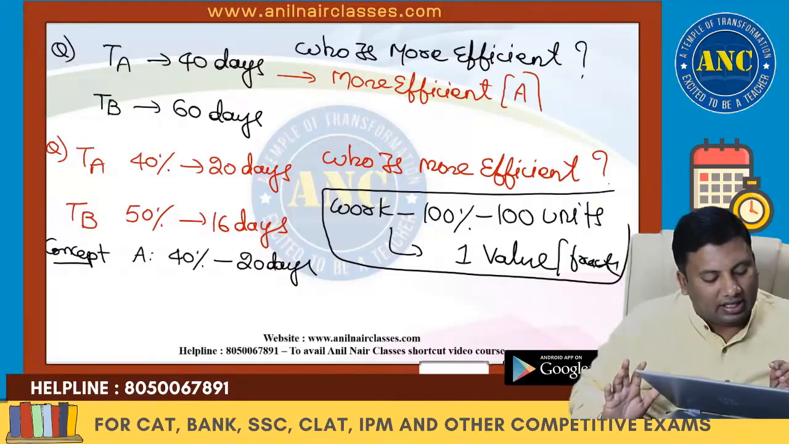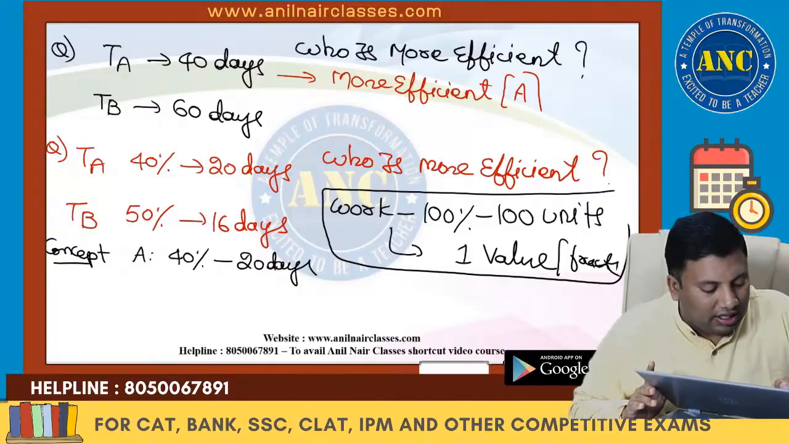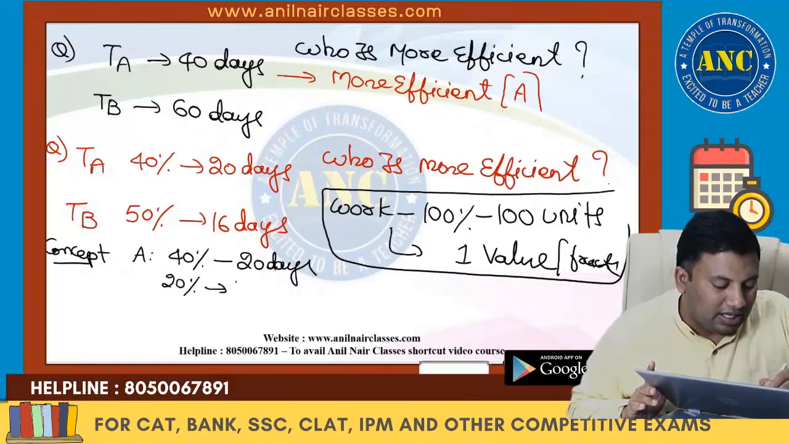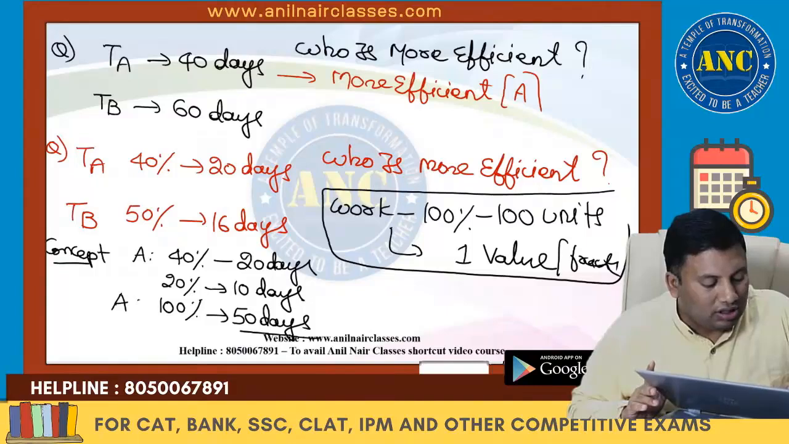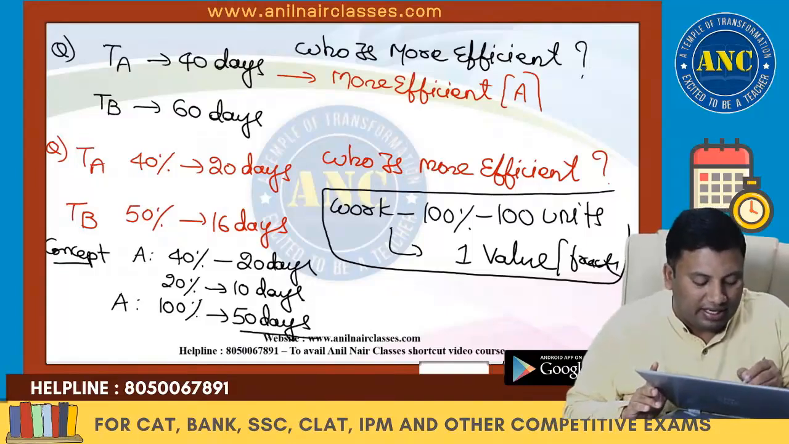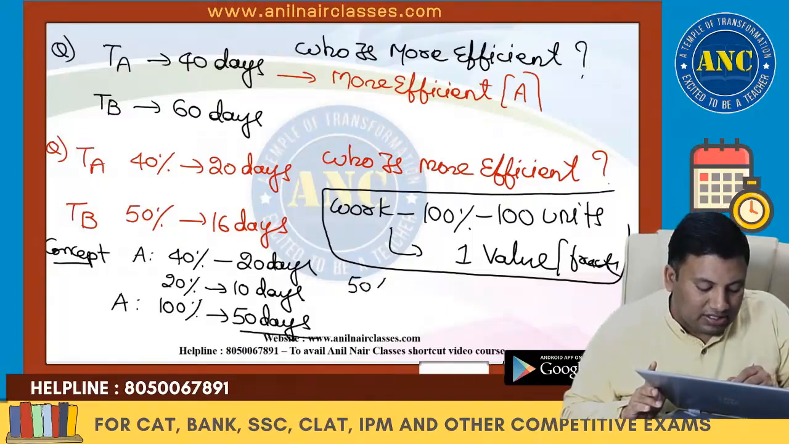You can take anything. A does 40% of the work in 20 days, so do half of it: 20% will be 10 days. Are you all with me? 20% in 10 days, multiply by 5, it is nothing but 50 days. A can complete the total work in 50 days. B does 50% in 16 days.